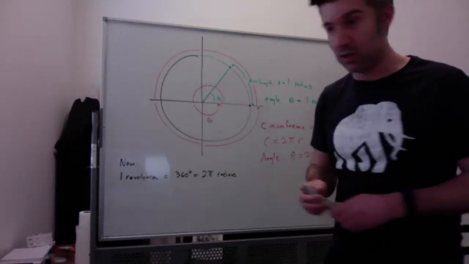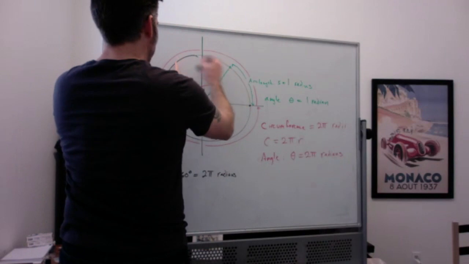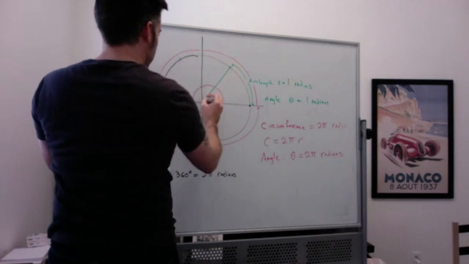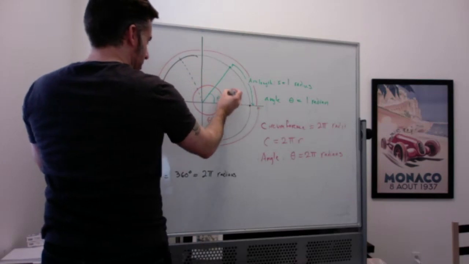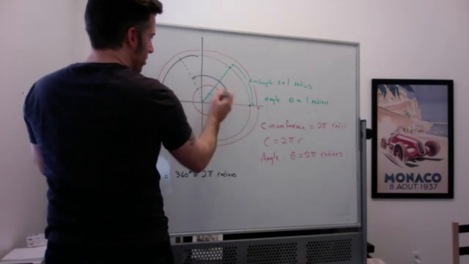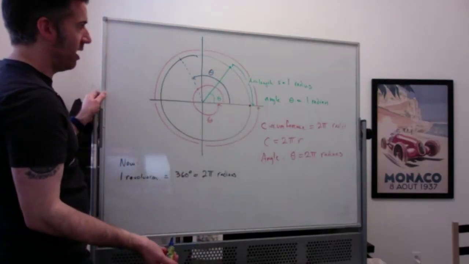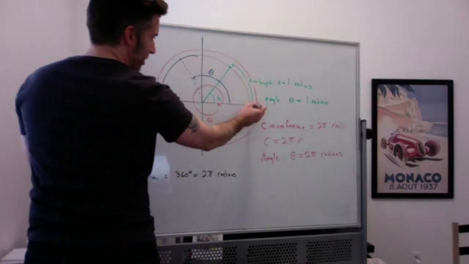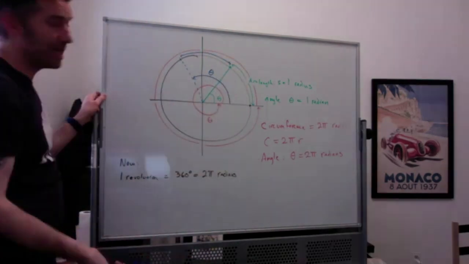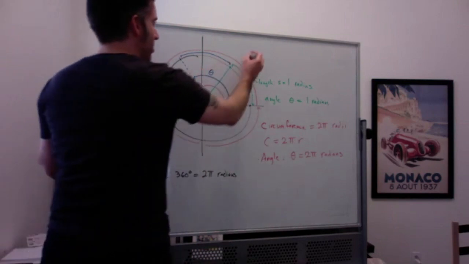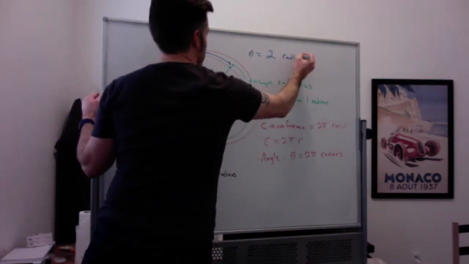So if I wanted to, I could go another radius worth over to here, and this angle here, which I'm also going to call theta, but it's theta in blue. That angle there, well, since this length is 2 radius lengths, that angle is 2 radians.